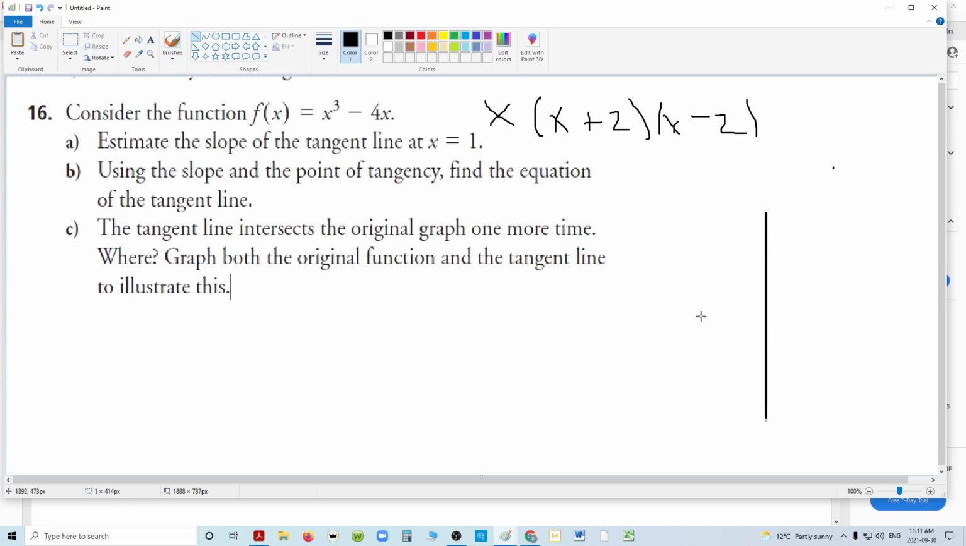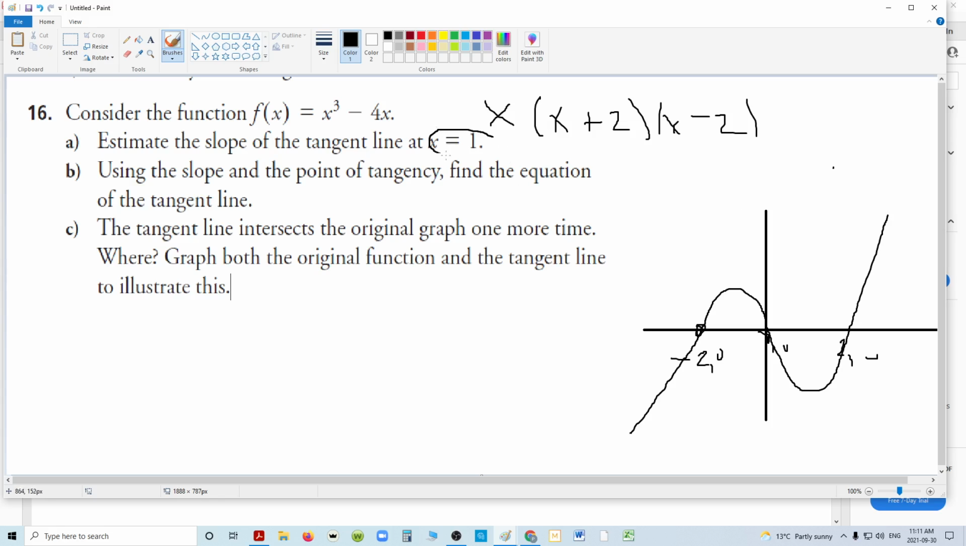Let's draw it. I'm going to have a point here at minus 2, comma 0. I'm going to have a point here at 0, comma 0, when x is 0 here. I'm going to have a point here, 2, comma 0. So it's a very symmetrical graph. What's the point they're interested in? x is equal to 1.